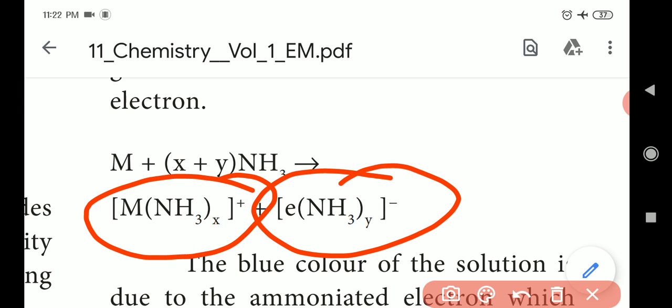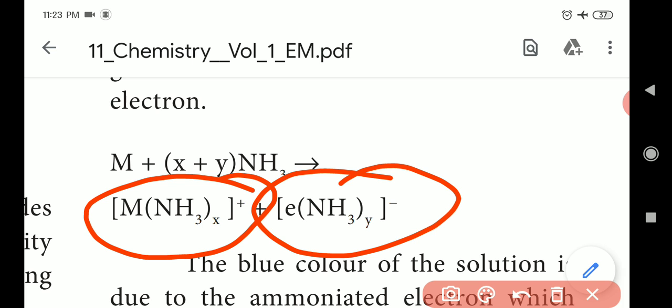We know that the migration of free ions is responsible for conductivity. So it has positive and negative ions, that is, the ammoniated cation and ammoniated anions, inside the solution. So it acts as a good conductor.